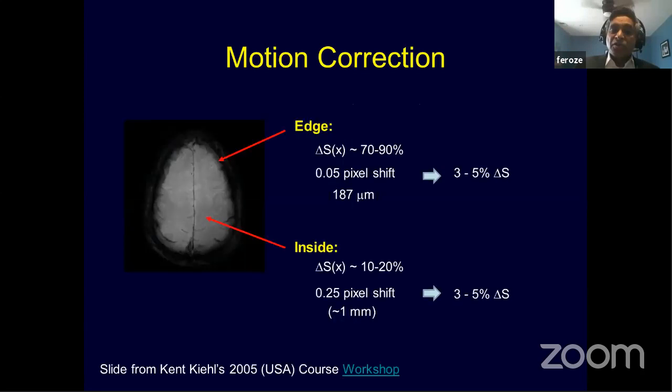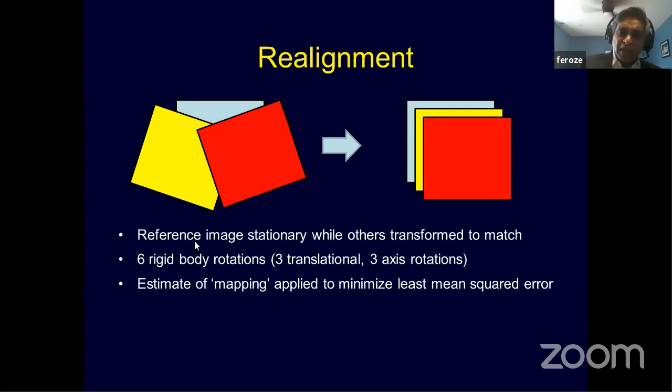What effect does it have on an image if there is movement at the edges and inside the brain? A 0.5 pixel shift can show up as a 3 to 5% change in the signal intensity. Similarly, inside a 0.25 shift. So it's very important that we do the motion correction. There are many ways of doing it. The idea is that something has moved because the patient coughed or sneezed or whatever, and you're bringing them back into alignment. Some methods are better than others, but one should definitely do the correction.